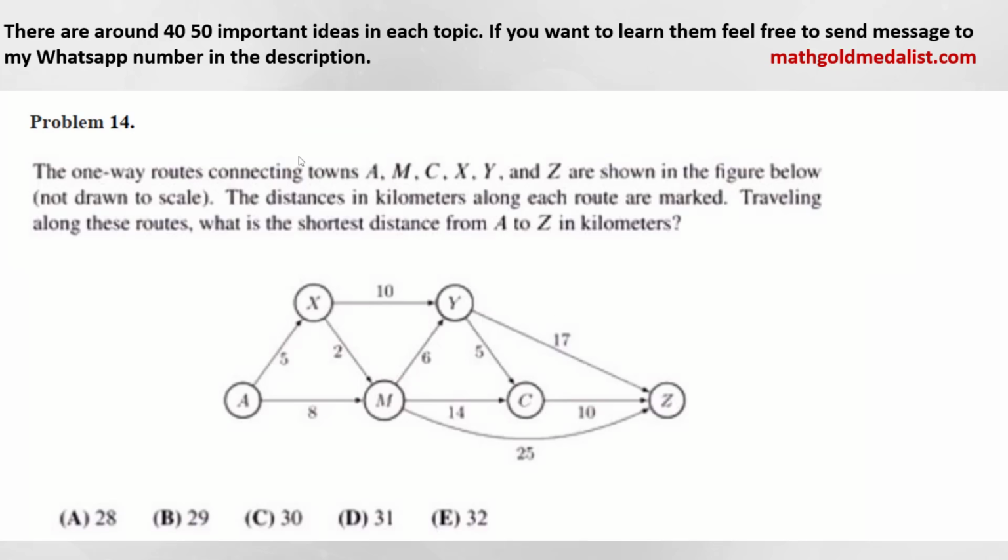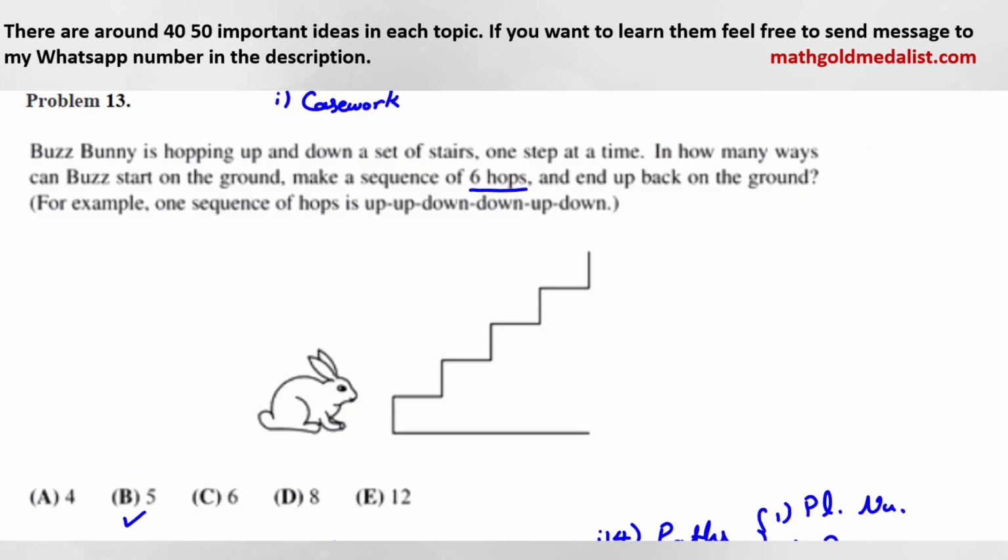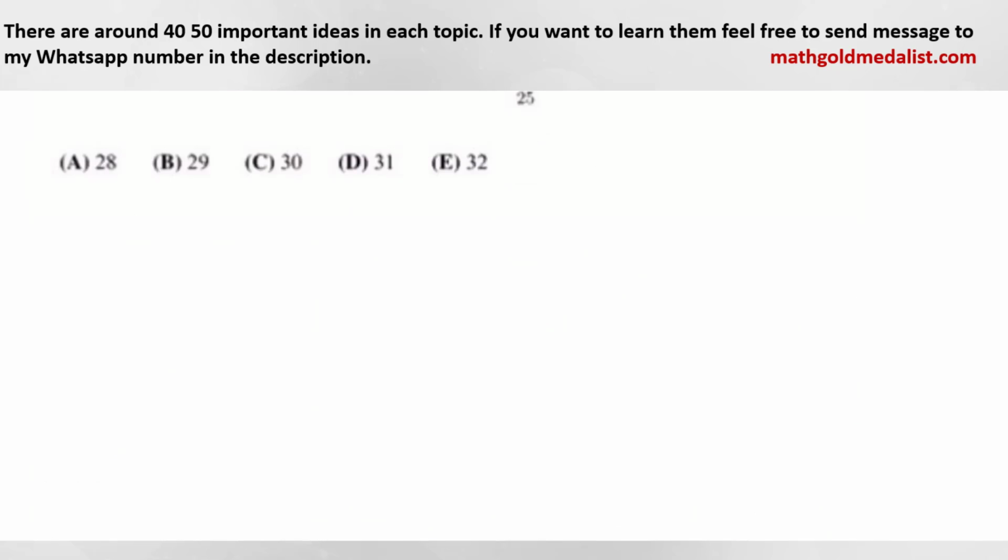Problem 14. The one-way routes connecting towns A, M, C, X, Y, Z are shown in the figure below. The distances in kilometers along each route are marked. Traveling along these routes, what is the shortest distance from A to Z in kilometers? For these types of problems, we can use one idea. Let me tell you, which idea will it be? Idea 14, idea 15.